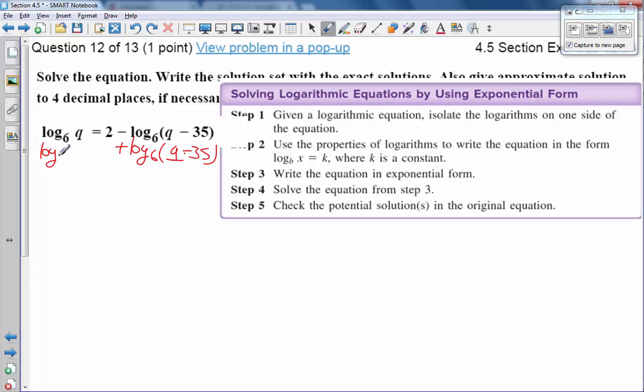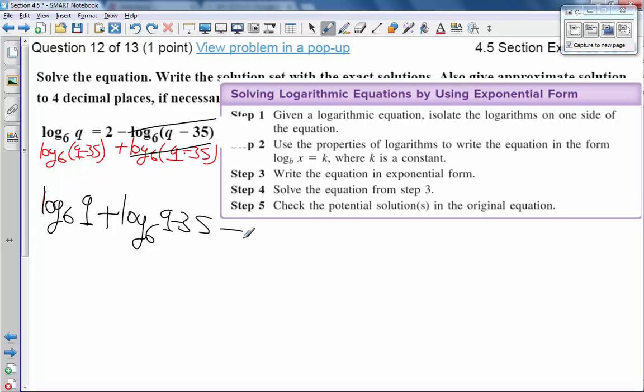This way, we will have these 2 together. Let's see, it's too bloody this way. Q plus log 6, Q plus 35. Anyway, these are Q's, not 9's. Q. And this guy, what do we have on this side? Nothing but a number. Nothing but a number.